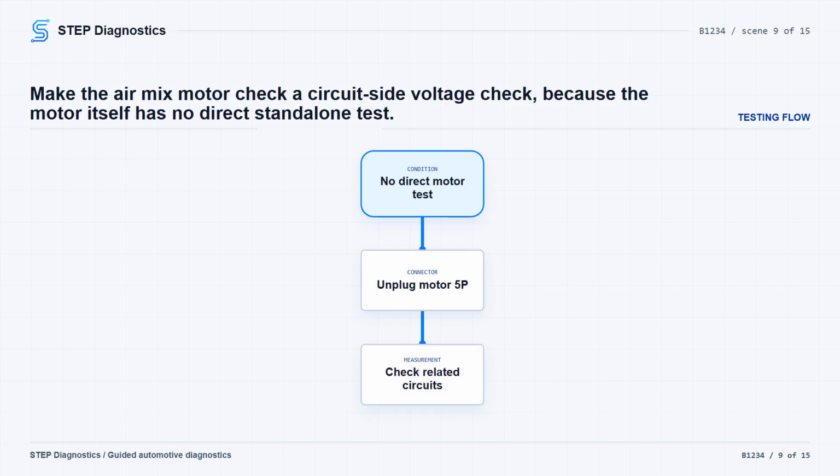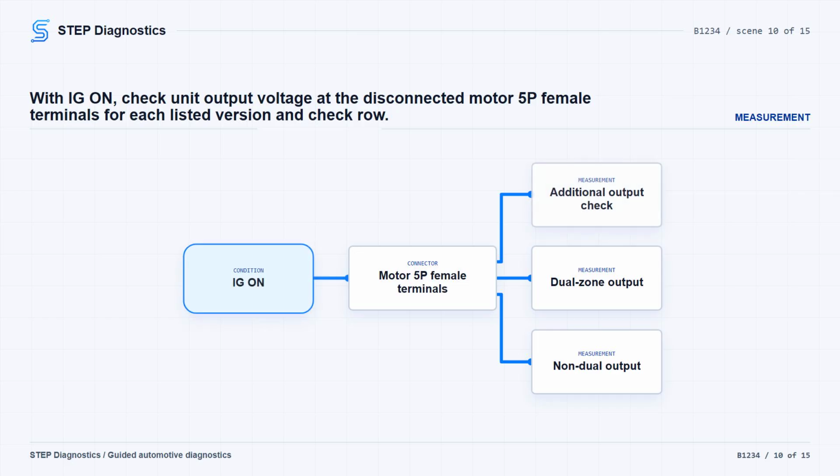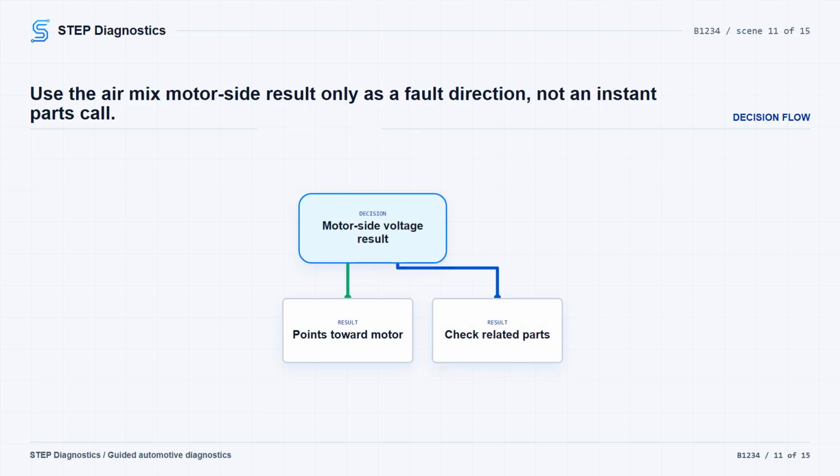Disconnect the air mix control motor 5P connector, then perform the listed voltage checks at the disconnected air mix control motor 5P connector female terminals with IG mode on. The expected unit output voltage is about 5V for the dual zone version, about 5V for the non-dual zone version, and about 5V for the additional listed unit output voltage check. If this inspection is normal, the fault direction points to the air mix control motor. If it is abnormal, the fault direction points to other related components. Do not turn that into a parts call until the test path supports it.